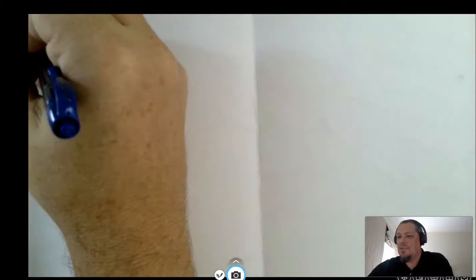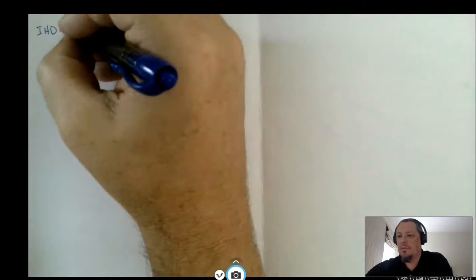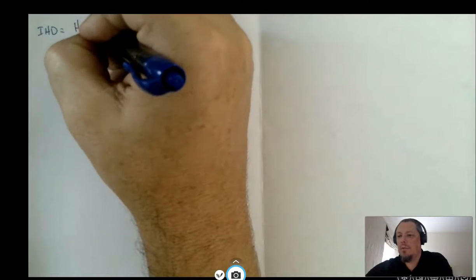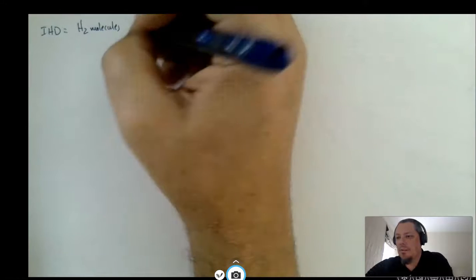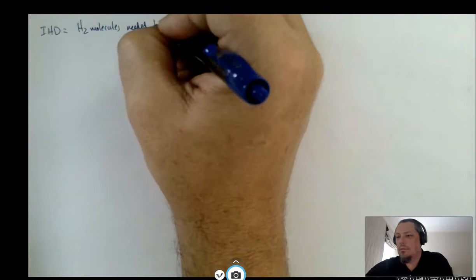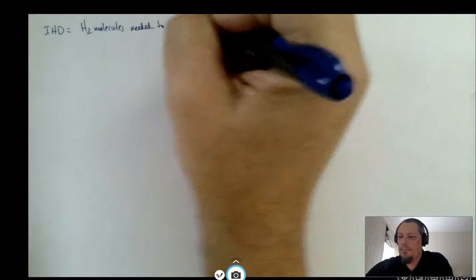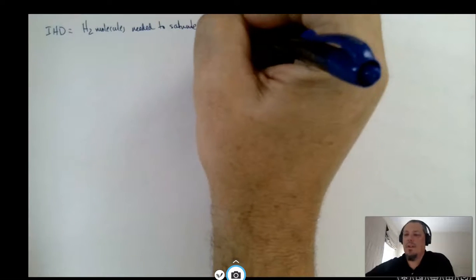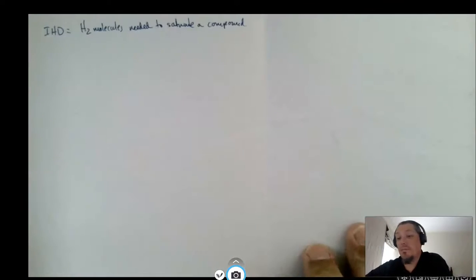I wanted to take another quick look at the index of hydrogen deficiency. Again, the index of hydrogen deficiency, or IHD, is how many hydrogen molecules are needed to saturate a compound, or how many hydrogen molecules we've removed from a compound in order to make it what it is.